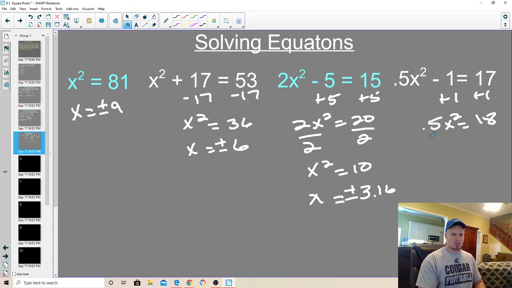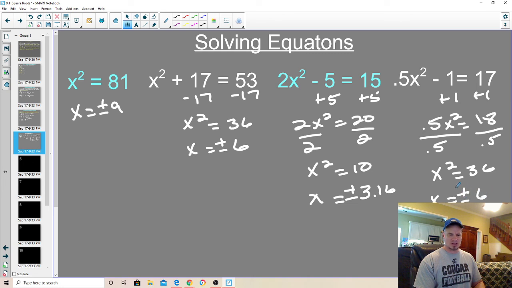Okay, well, I'm going to divide by 0.5. Okay, basically dividing by 0.5 is like dividing by 1/2. And keep it, change it, flip it, you're multiplying by 2 basically. So we have x squared equals 36. Now take the square root, we get x equals plus or minus 6.